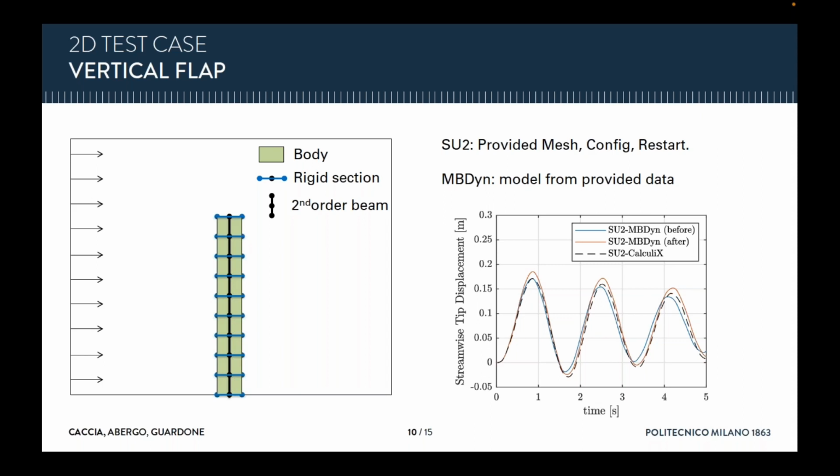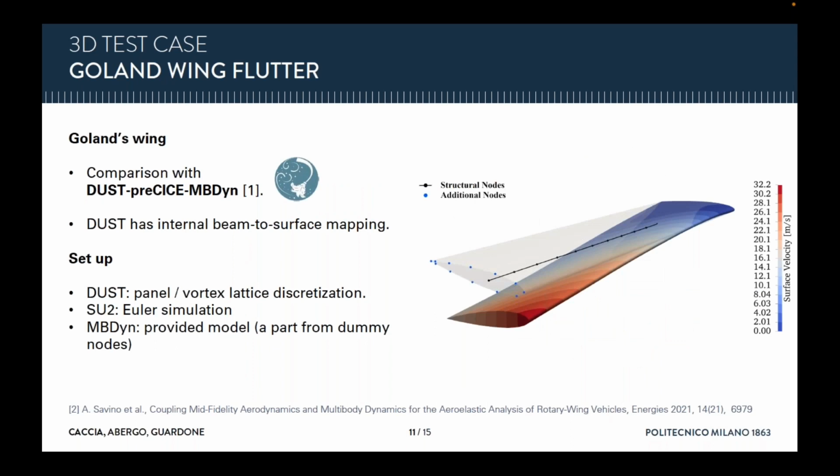And then we see with the blue line the solution that we got without these rigid sections added, and in red we have the new solution. What is noticeable here is that the frequency now is captured correctly, whereas before we had this lower frequency response. For the three-dimensional test case, we see the flutter of a wing.